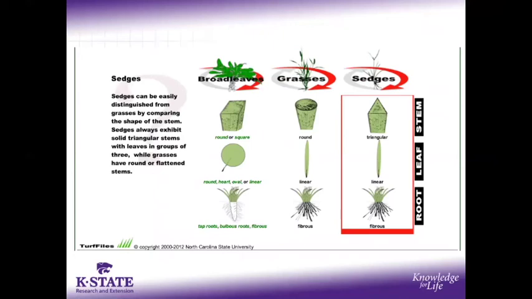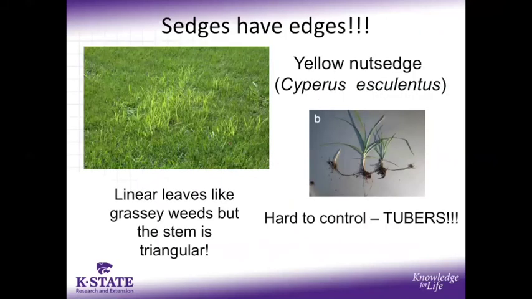All right, sedges. Sedges are really simple. Sedges have edges. The reason they're hard to control is because they have tubers. All right. This sedge plant here that has a triangular stem, this is yellow nut sedge. It's the one that grows up above the canopy of all the grasses.